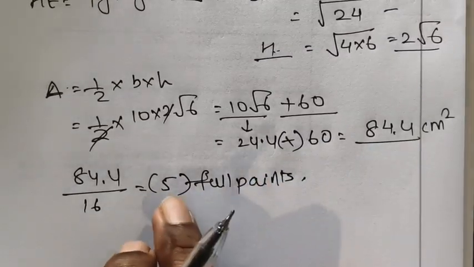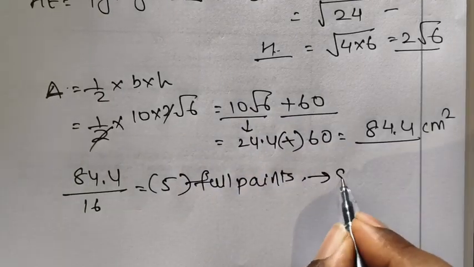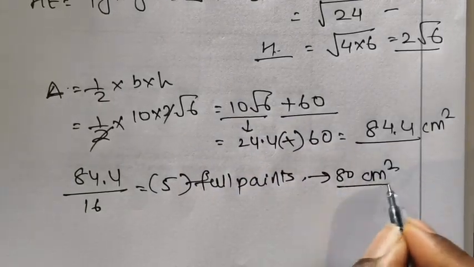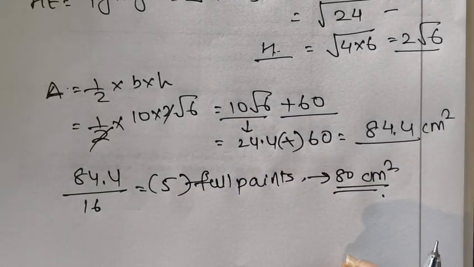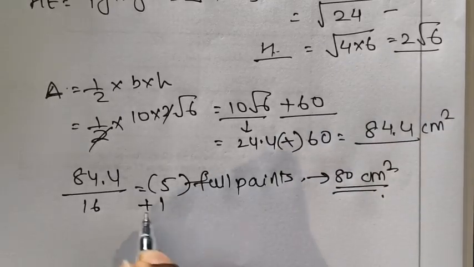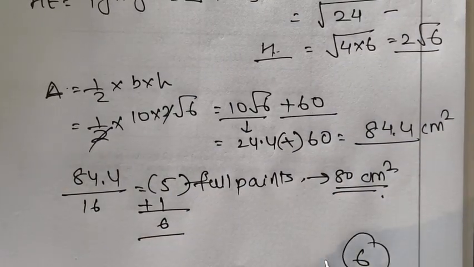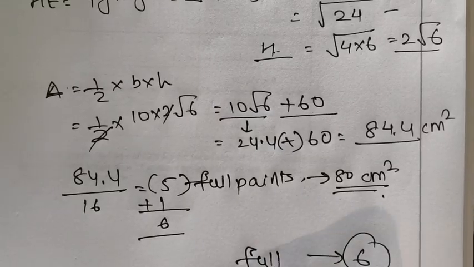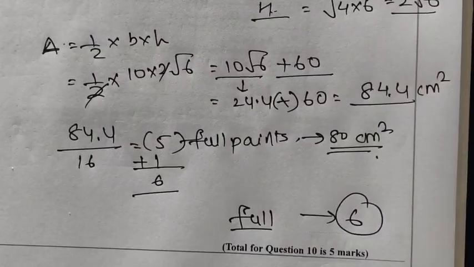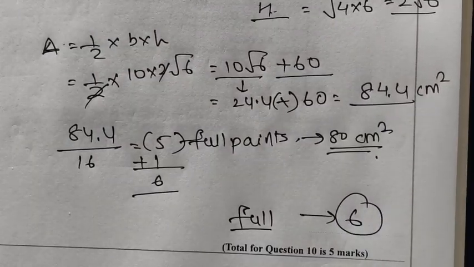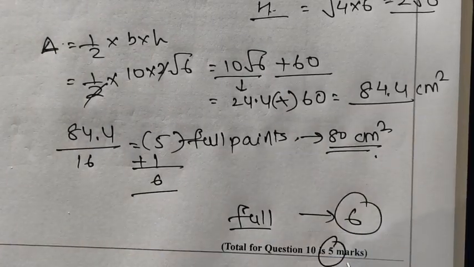Correct? But if he needs 5 paints, it's going to cover 80 centimeters square. Right? So he will need one more. So he will need at least 6 full tins of the paint. Correct? So we have got 5 marks here.